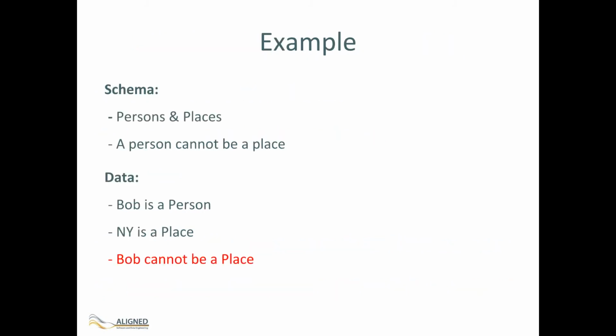We have a very simple example in this screencast, and we have a schema that consists of person and places, and we have only one simple restriction, that a person cannot be a place. For example, we have data that Bob is a person and New York is a place, but we cannot say that Bob is a place.